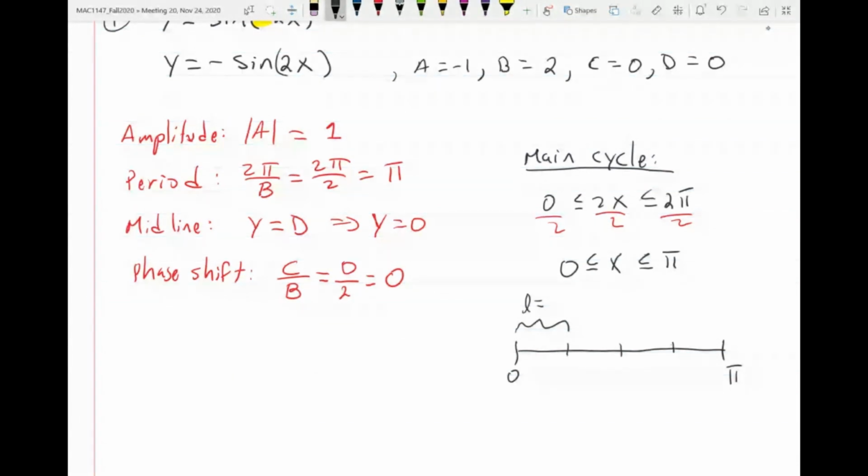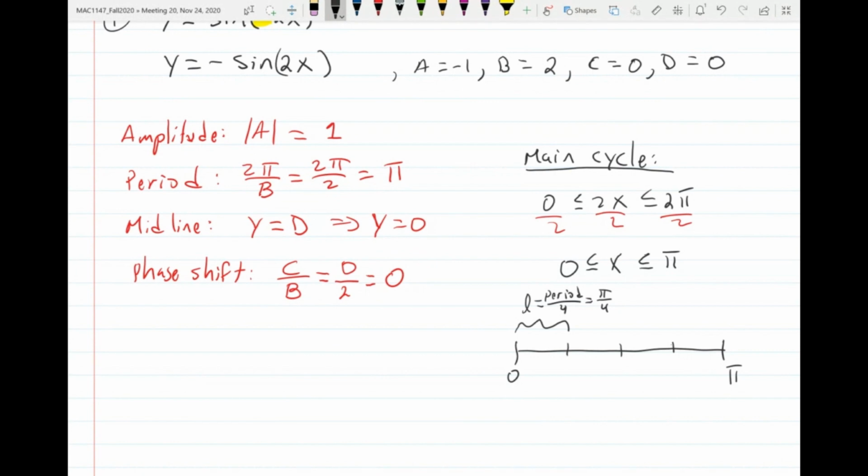But remember what was the formula? Period, whatever the period is, divided by 4, which in this case is pi over 4. The period is pi, okay? But think about it. You have your interval, so the length of the interval divided by 4. It's just that by definition, the length of the cycle is the period, okay? So that means that this is pi over 4. Then you add an extra pi over 4, you get pi over 2. Then 3 pi over 4, and then pi. Questions on how to get the main cycle?